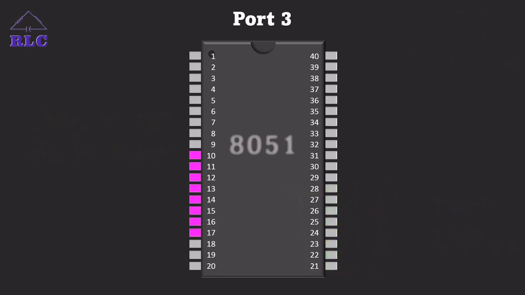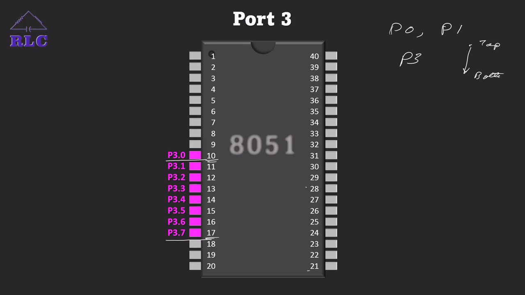Now we'll move on to the port 3 pins. Port 3 pins start from pin number 10 and end at pin number 17. Same as port 0 and port 1, port 3 pins also increase from top to bottom. That is, P3.0 is pin number 10 and P3.7 is pin number 17. Remember while writing in an exam or somewhere else, only in port 2 does the pin number increase from bottom to top, but in port 0, port 1 and port 3 it goes from top to bottom.